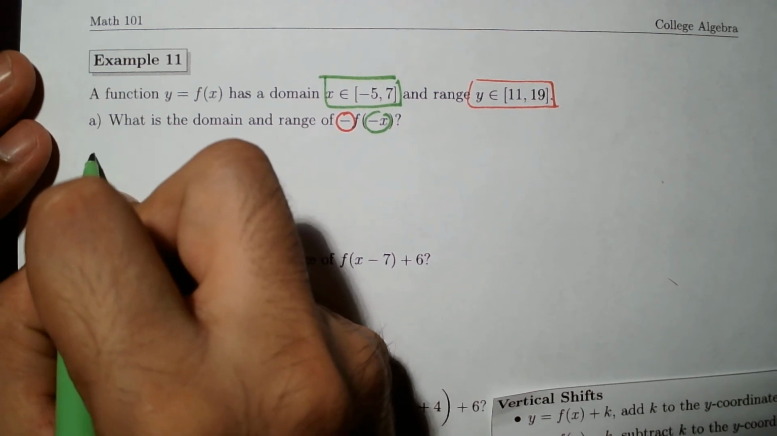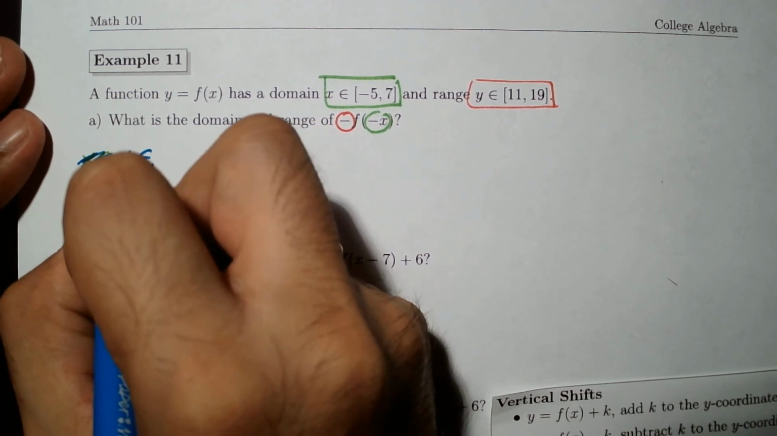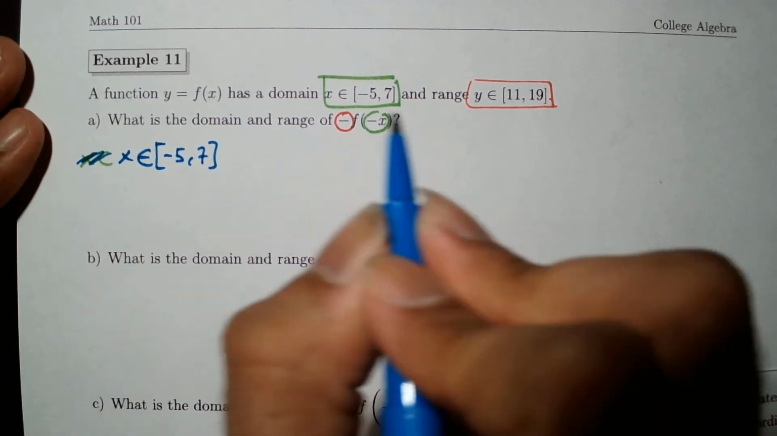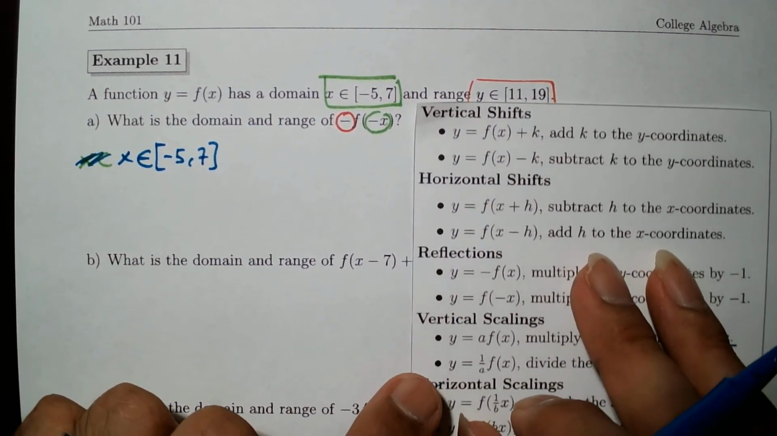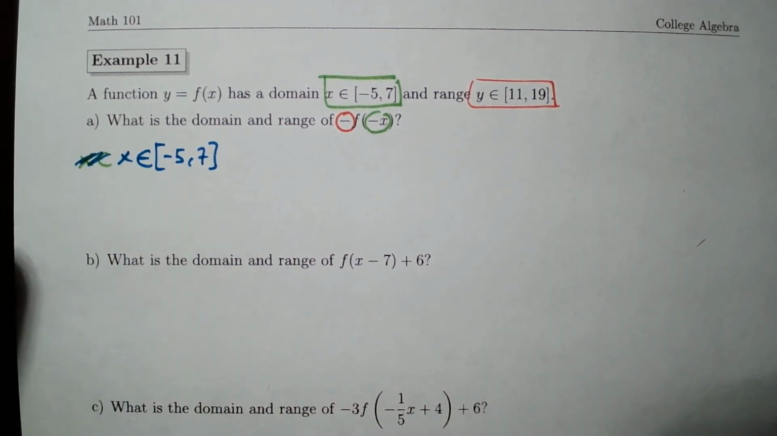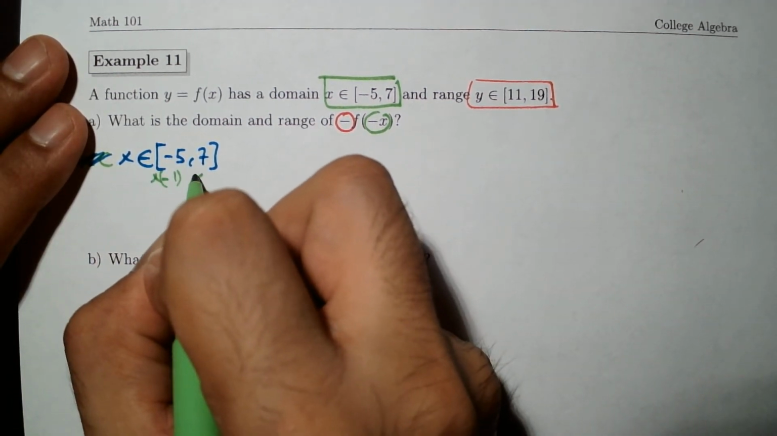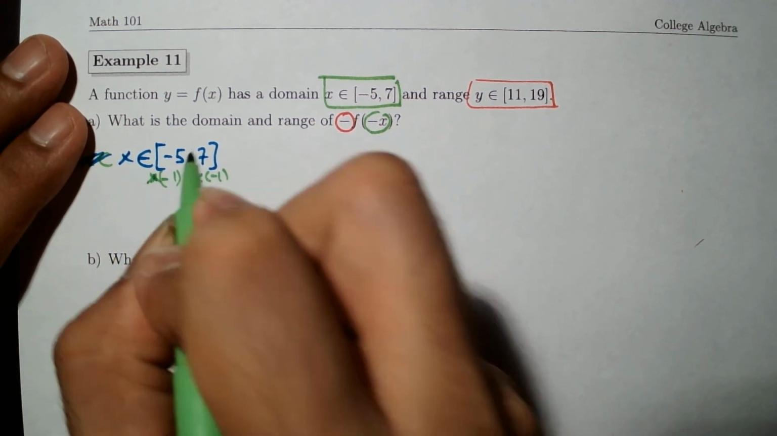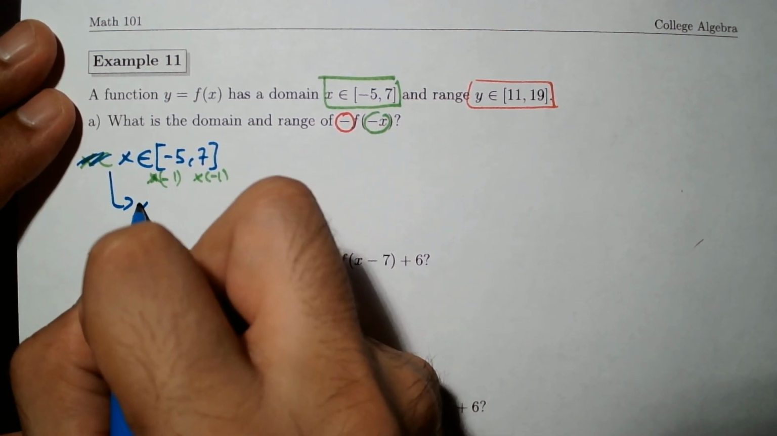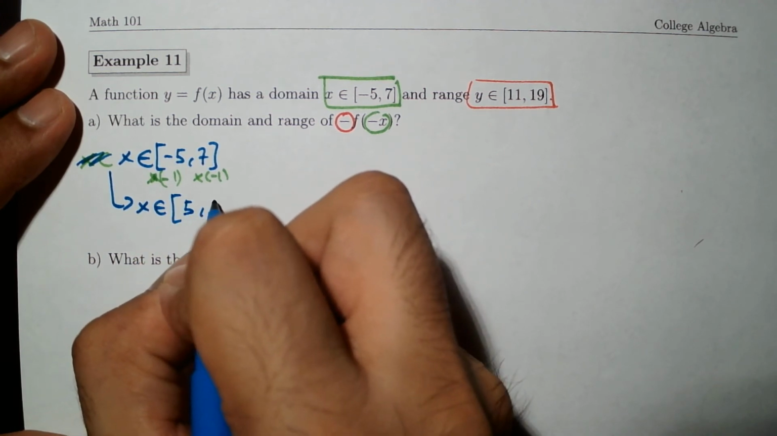So the domain, x belonging to the set of points -5, 7. So this -x, multiply the x coordinates by -1. So I'm going to multiply everything by -1. -1 times -5, -1 times 7. Okay, this will become +5 and -7.